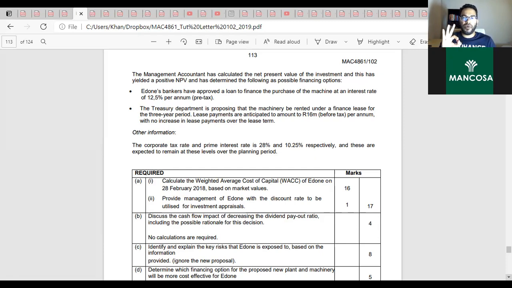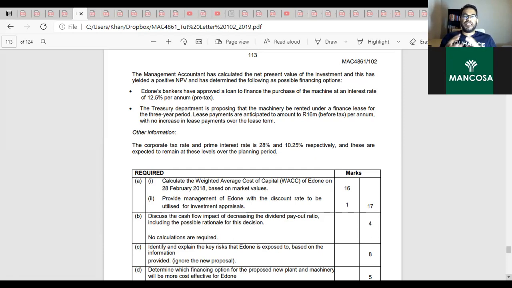So there's three important parts in that required. Calculate WACC at 28 February 2018 using market values. Okay, so that's the three things. What's the market values for? To determine your capital structure.